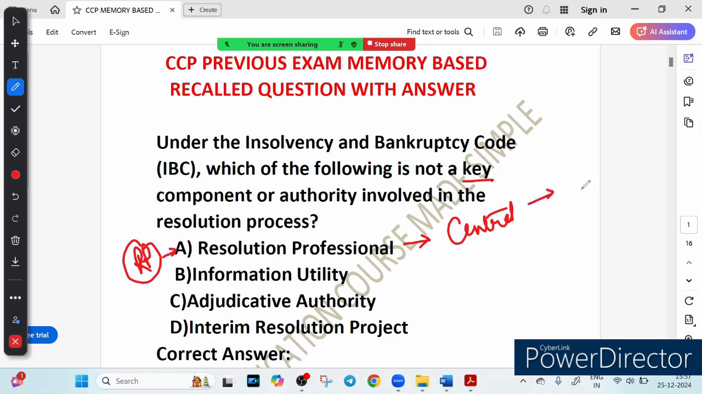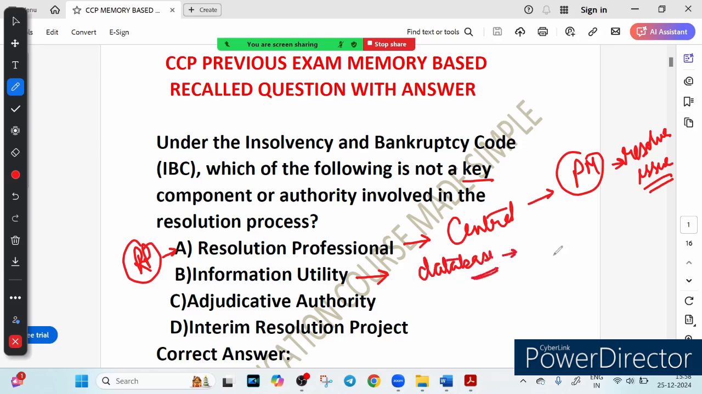Not only manage, they coordinate between creditors and oversee the preparation of the resolution plan. So think of them as a project manager, ensuring that all stakeholders are on the same page to resolve financial issues. That is called resolution professional. Second option says information utility. Yes, correct. So information utilities, you can think of them like a database that stores and authenticates financial information of the debtor, which helps in faster decision making.